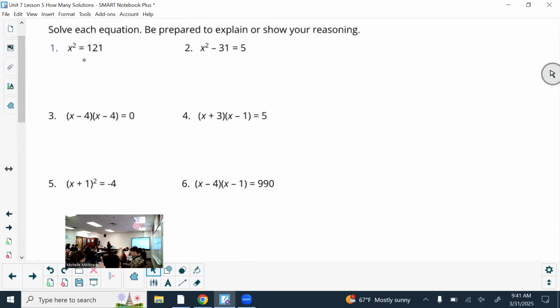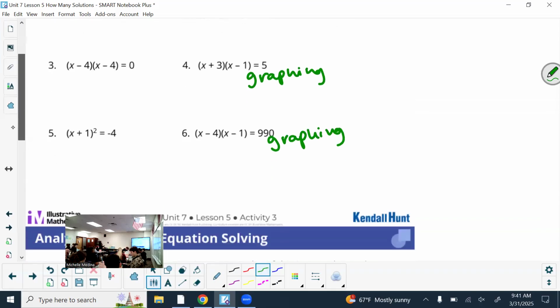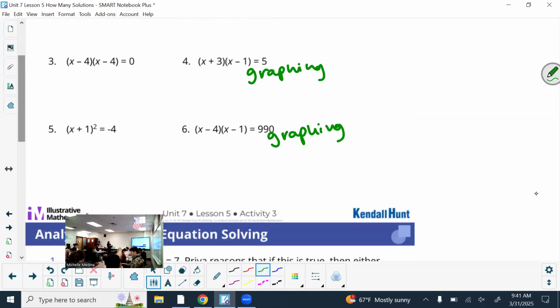So I can tell you 1 and 2, you should be able to solve by isolating. 3, you should be able to solve by the zero product property. 4 and 6, the only way you'd be able to solve these is by graphing because they're not set equal to 0, and you can't use the zero product property. But 5 is a unique situation. So let's look at that.